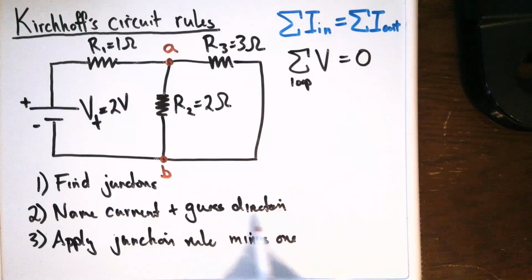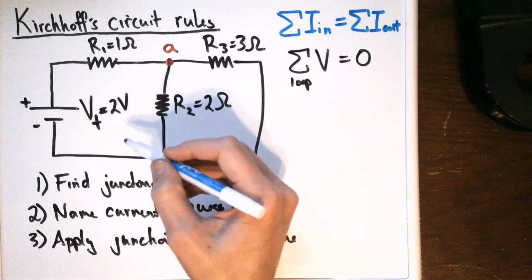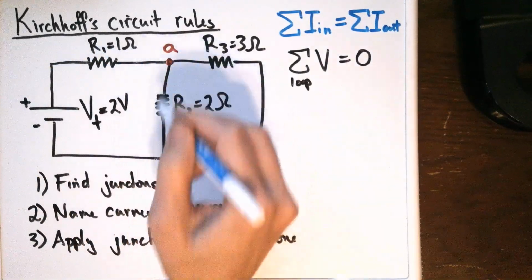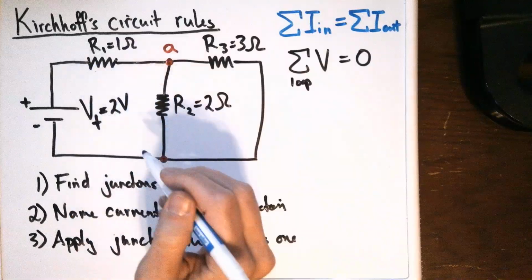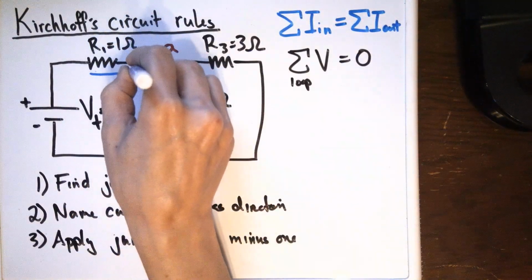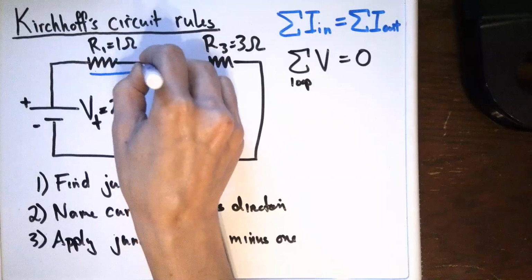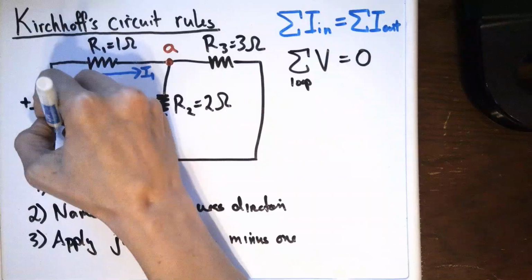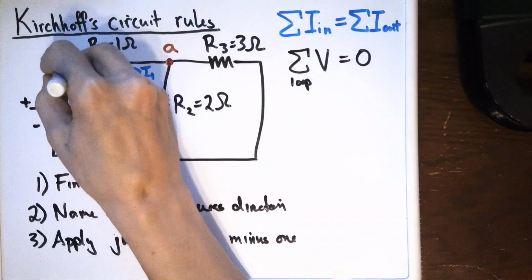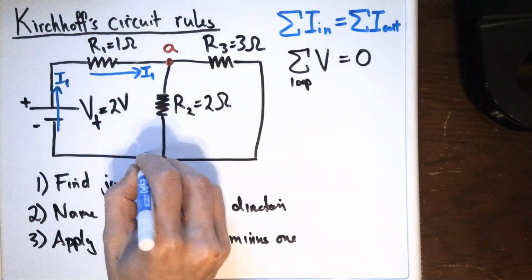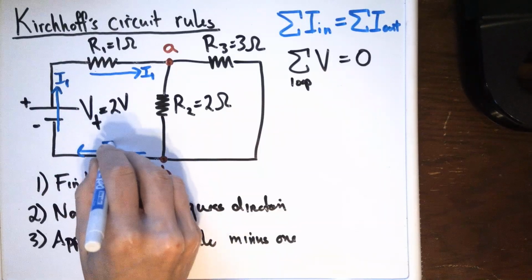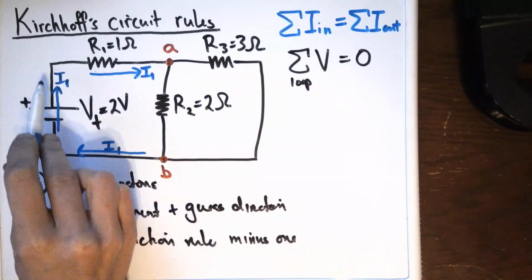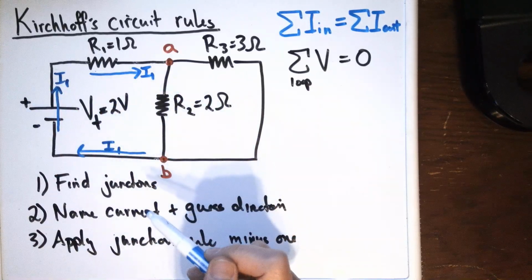Now we gotta name our currents and guess their directions. So we're gonna have a current that's gonna travel from B through the battery, through resistor 1 to A. I'm gonna call that current 1 because it's going through resistor 1. And I'm gonna guess it's going to be traveling this way. So if it travels towards A through resistor 1, that's when it's going to also be going up through the battery here, going from B towards the battery there. So I have guessed this current travels this way, and I'm going to call it current 1.